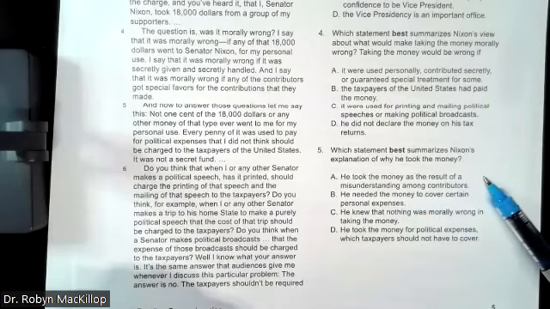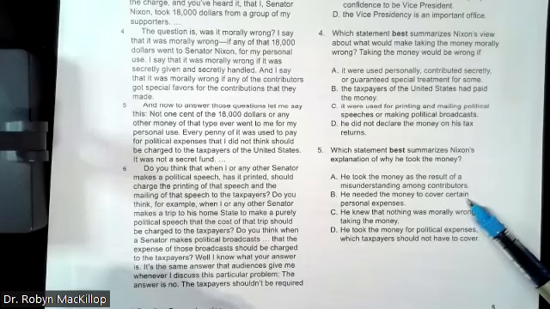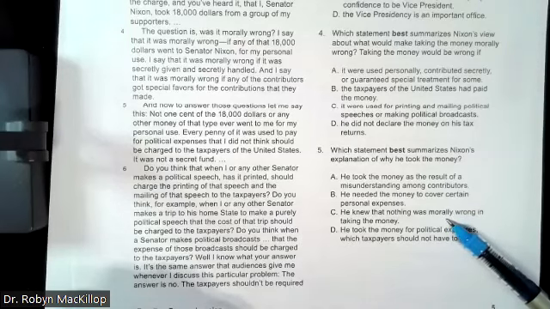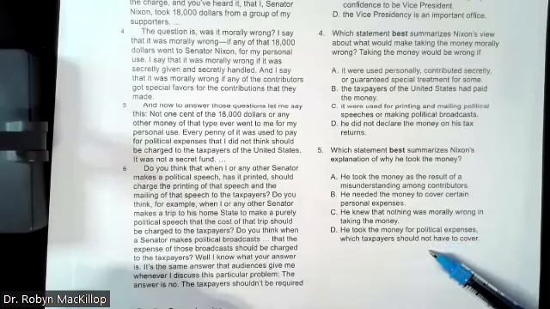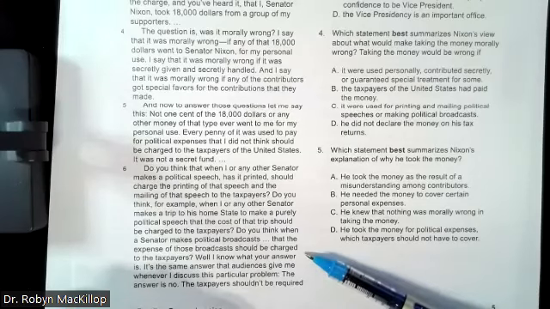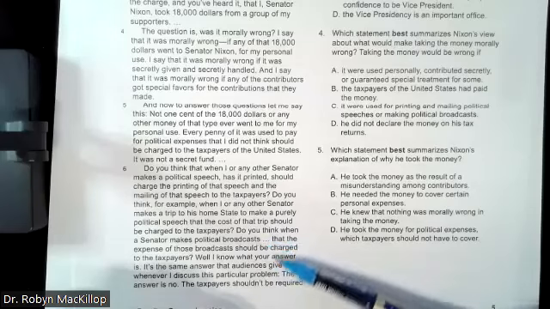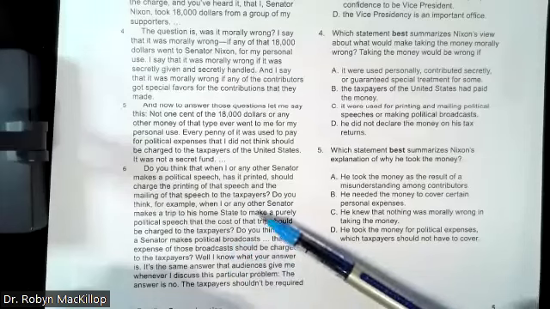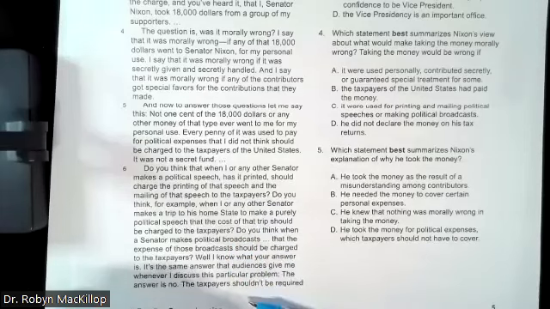So what statement best summarizes Nixon's explanation of why he took the money? Did he take it as a result of a misunderstanding? Did he need the money to cover certain personal expenses? He knew that nothing was morally wrong, or he took the money for political expenses, which taxpayers should not have to cover. Where we find the answer for this question, like should we read the passage again? It's actually right in this one. Okay. D. Yeah.